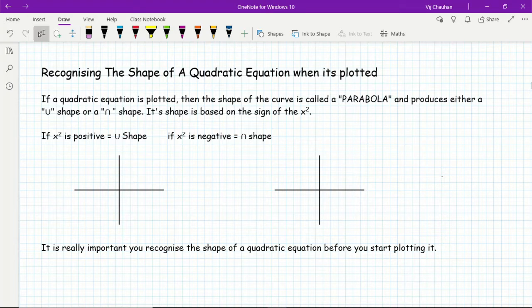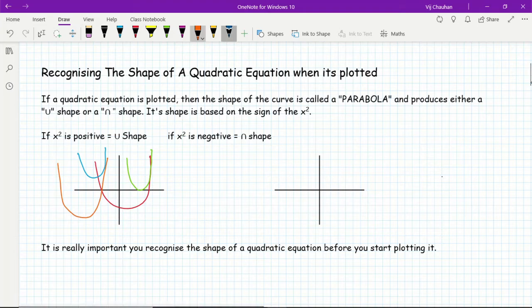And the shape is based on the sign of x squared. So if we've got a positive x squared in our equation, then it's going to produce a U shape, like so. Now the U shape could be anything. It could be like here. It doesn't necessarily have to cross the x-axis. It can either touch it. It doesn't matter what quadrant it's in. So I could have one that goes over here, or one that goes over on this side. But as long as it's a U shape, then that's fine.